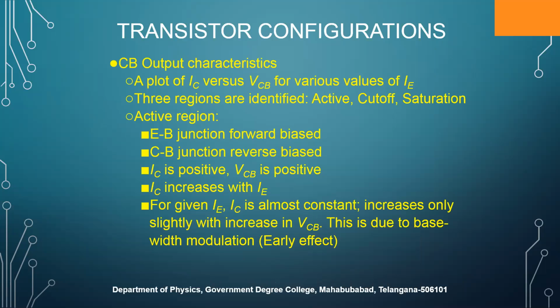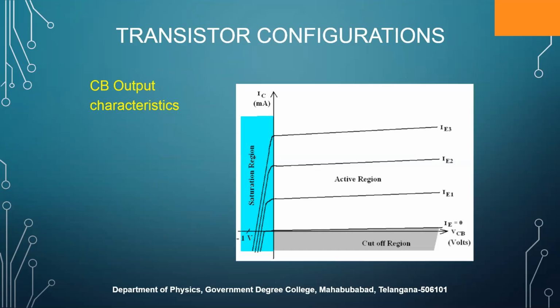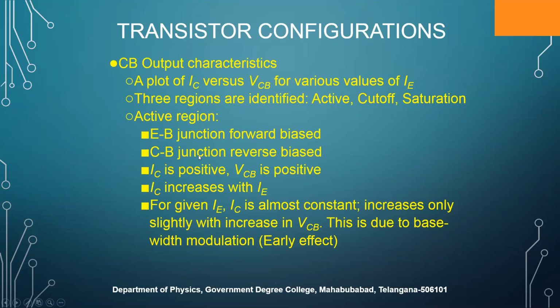these are some observations. Common base output characteristics are a plot of IC versus VCB for various values of IE. Three regions are identified, that is active region, cutoff region, saturation region. In this next diagram, it has been shown. We will explain that. For active region, the emitter base junction should be forward biased, the collector base junction should be reverse biased, and IC should be positive, VCB should also be positive.